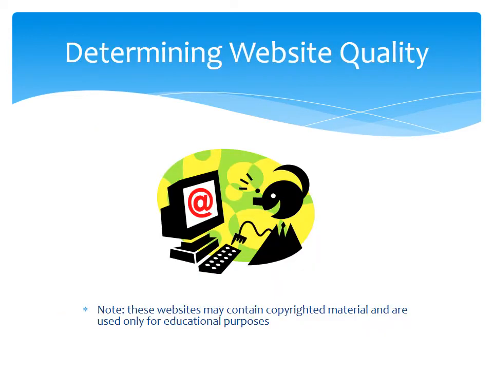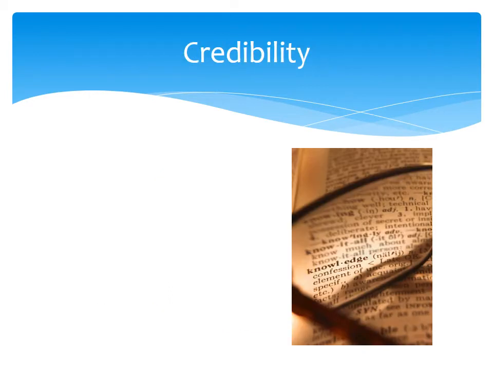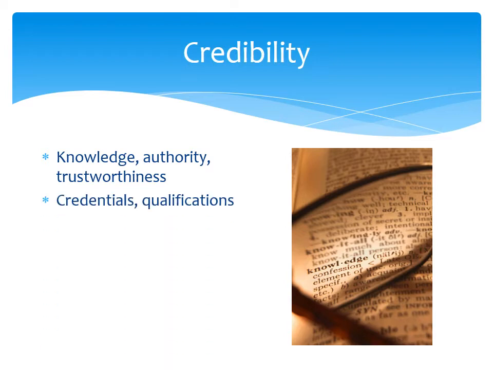Over the next few slides, we're going to look at a few websites. Note that these websites may contain copyrighted material and they're only used for educational purposes. Credibility is the first criteria you should use when determining website quality. When we say credibility, we're referring to the author's knowledge, authority, and trustworthiness. Is the author credentialed, or do they have the qualifications necessary to write on the subject matter that you're looking at? If it's an organization, is that organization reputable?